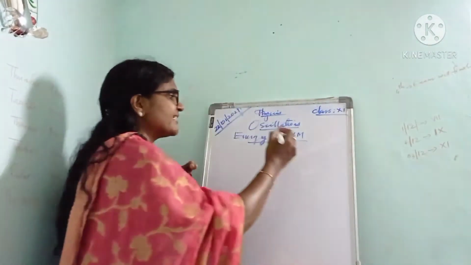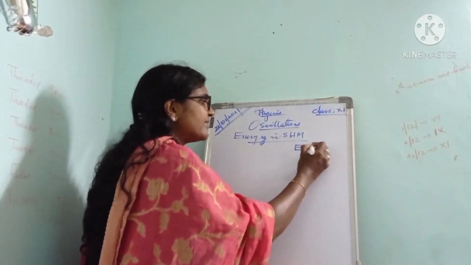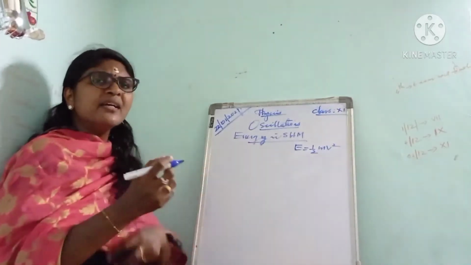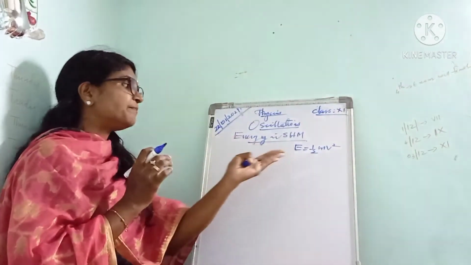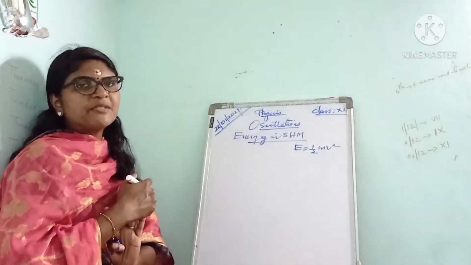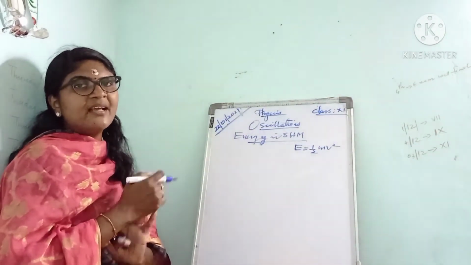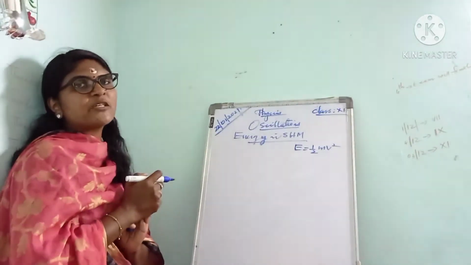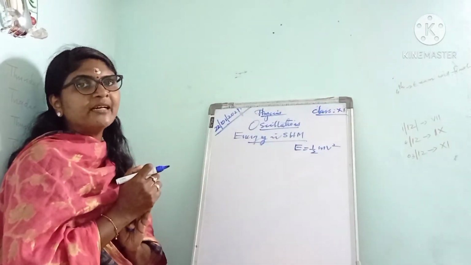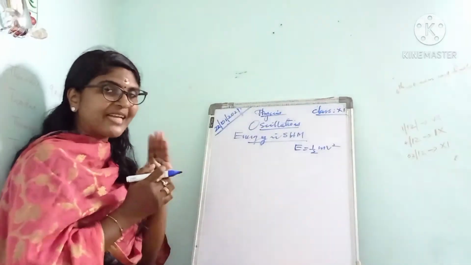What is kinetic energy? E is equal to half mv squared. But we have to substitute for velocity. We have already derived that expression for velocity. From where did we derive it? First we have to write the displacement.